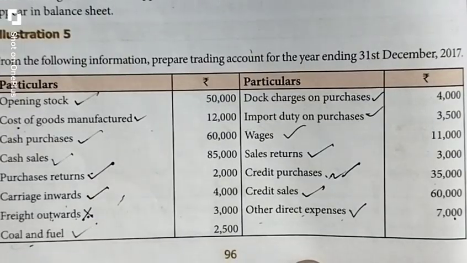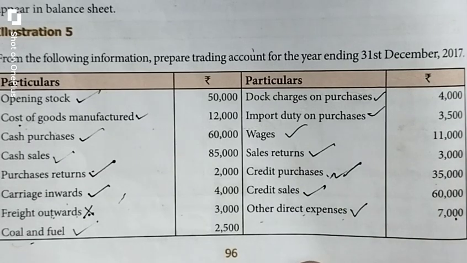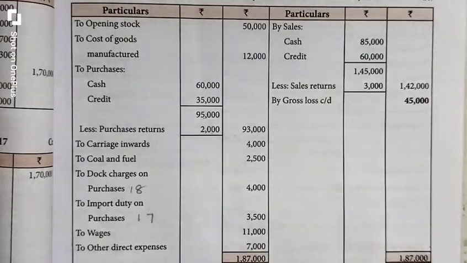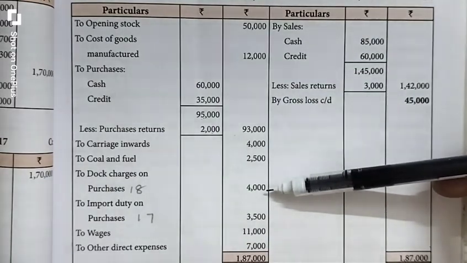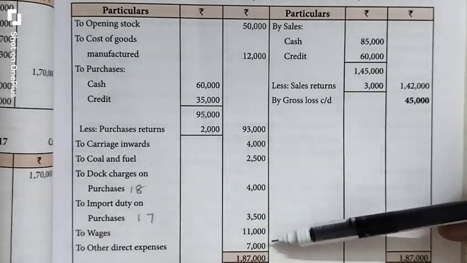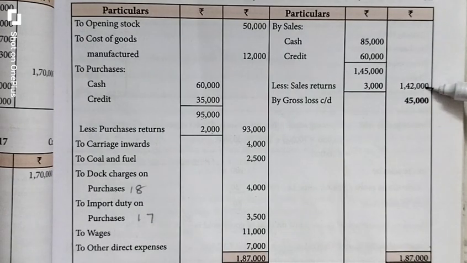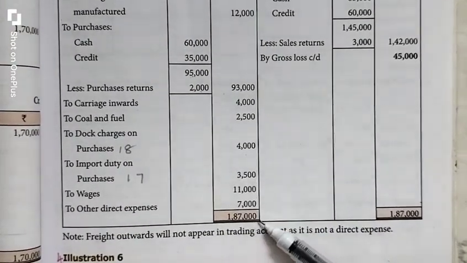Listen, we have entered all the given information into the trading account, debit side and credit side, right? Now we have to find which side has the higher amount. Let's take the debit side: 50,000, 12,000, 93,000, 4,000, 2,500, 4,000, 3,500, 11,000 and 7,000. On the credit side we have 1,42,000. Which side has the higher value? Of course, the debit side has the higher value. How much? 1,87,000. So we have to consider that 1,87,000 as the total.